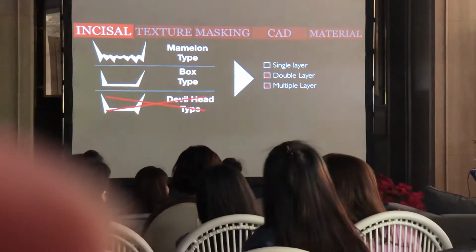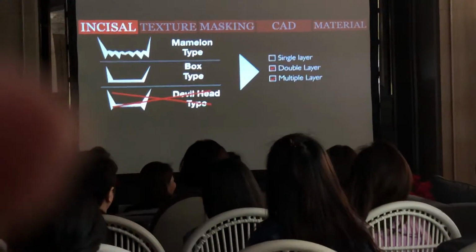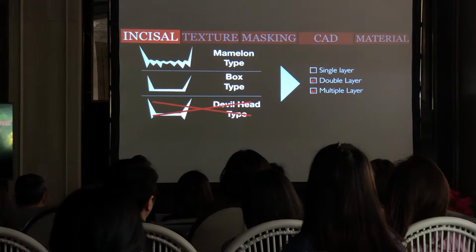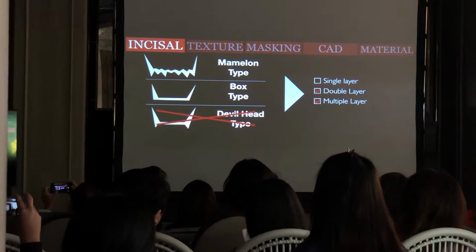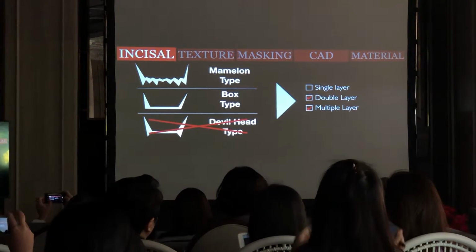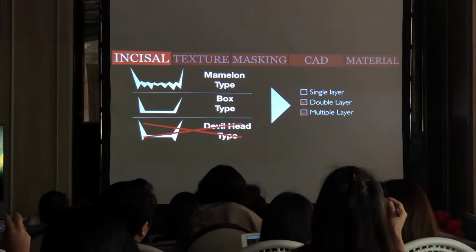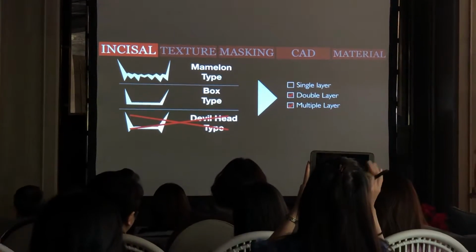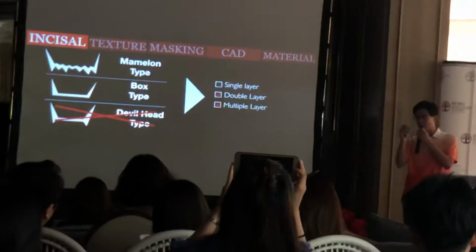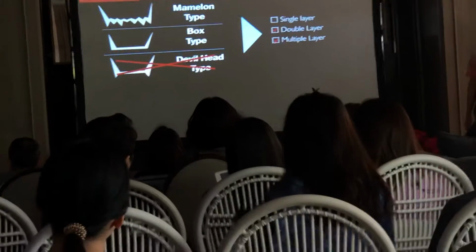Double layer or multi-layer block, because the more layers, the more translucency will appear in the incisal curve. What is a single layer block? Mark II, that is a single layer block. No translucency. The whole block is the same translucency. The multi-layer and double layer blocks have different translucency in between.